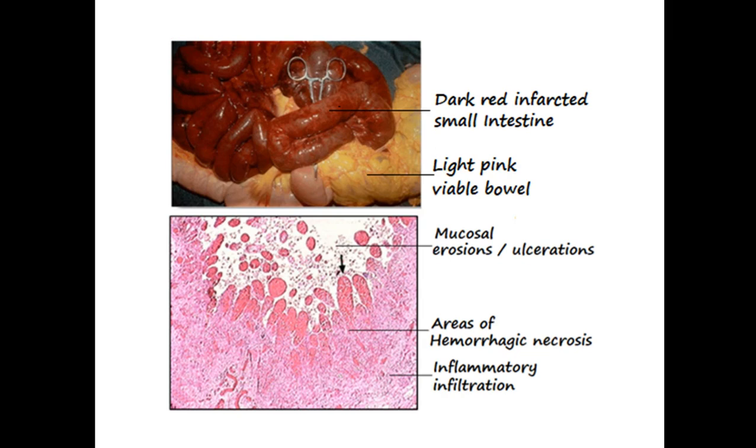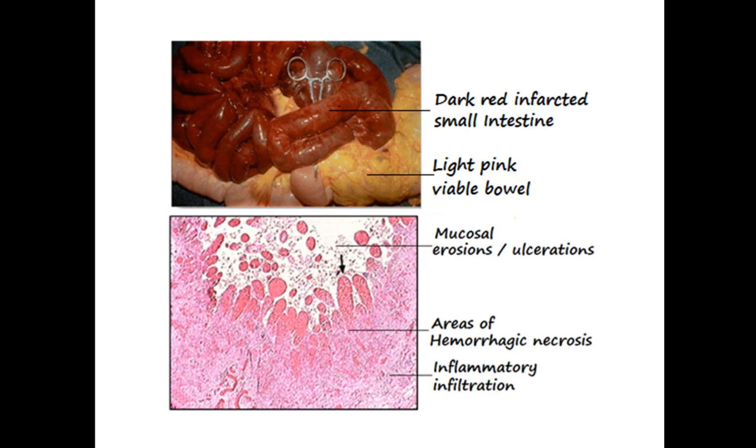The necrotic intestine grossly appears dark red, as compared to the viable portion of the intestine that is seen in the picture, which appears light pink. Under the microscope, we can see the mucosal erosions, and if the surface or the necrotic cell surface is sloughed off, it may result in the formation of ulcers.